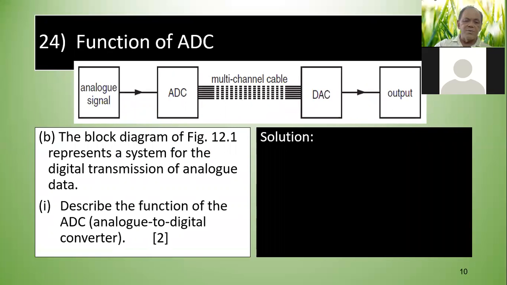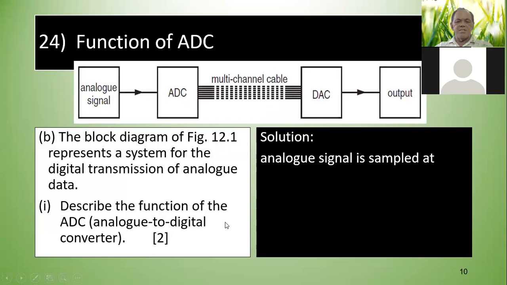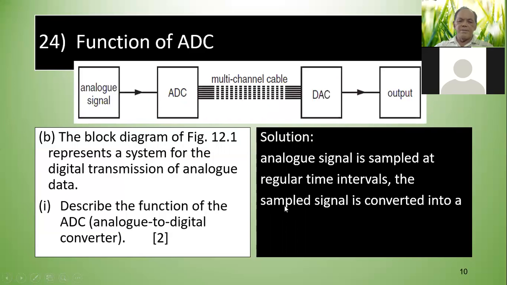Okay, so that is a partial question. This is a block diagram, Figure 12.1, representing a system for digital transmission of analog data. Describe the function of the analog to digital converter. The analog signal is sampled at regular intervals. The sampled signal is converted into a binary number. So that's the purpose of the ADC, to convert your analog signal to binary.